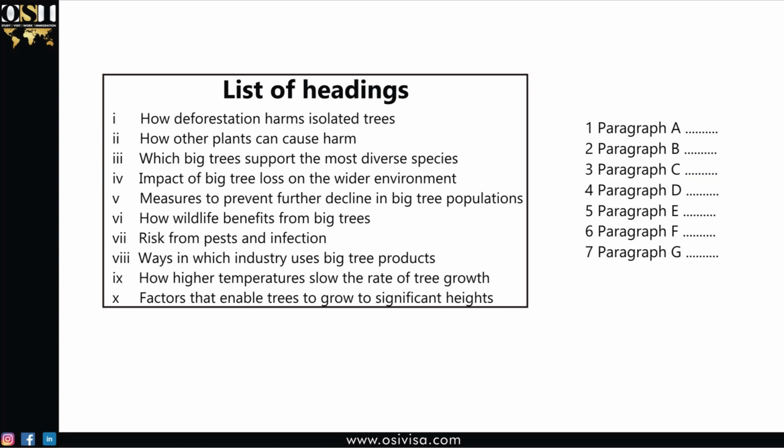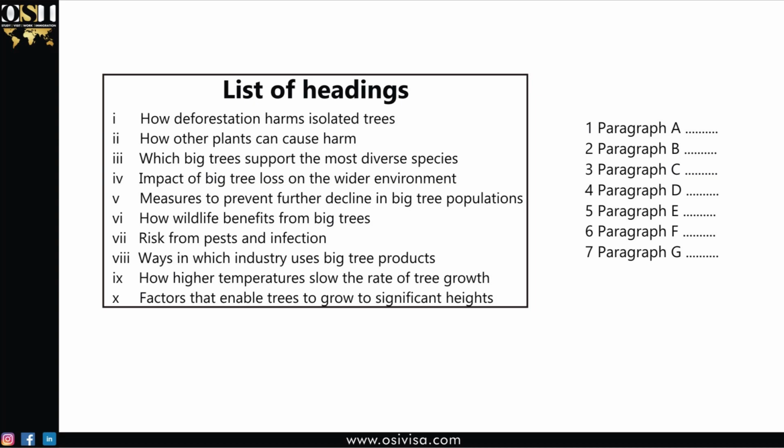The next one says how wildlife benefits from big trees. So what are the type of advantages that wildlife has due to the big trees would be mentioned in the paragraph. The next one says risk from pests and infection. So if big trees are at risk from any of the pests or any of the infection that are out there, then it would be mentioned in that paragraph. Next one says ways in which industry uses big tree products. So the word industry refers to industry in general. It could be furniture, stationery, or any other item, even construction that uses big tree products. So the ways in which it refers to how the industry uses them. So that could be in the paragraph.